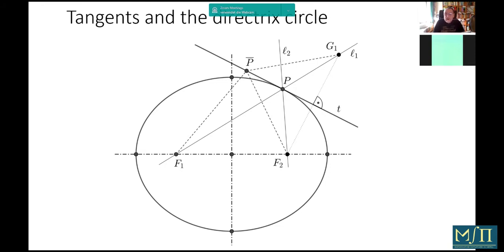rather than reflecting F2 on the tangent. We can reflect F1 on the tangent, and then of course we'll get a different such point that will have the distance 2a from F2 and therefore lie on the second directrix circle with midpoint in F2 and radius 2a. It's completely interchangeable. Doesn't matter. It's completely interchangeable which of these two circles we want to use for our constructions.